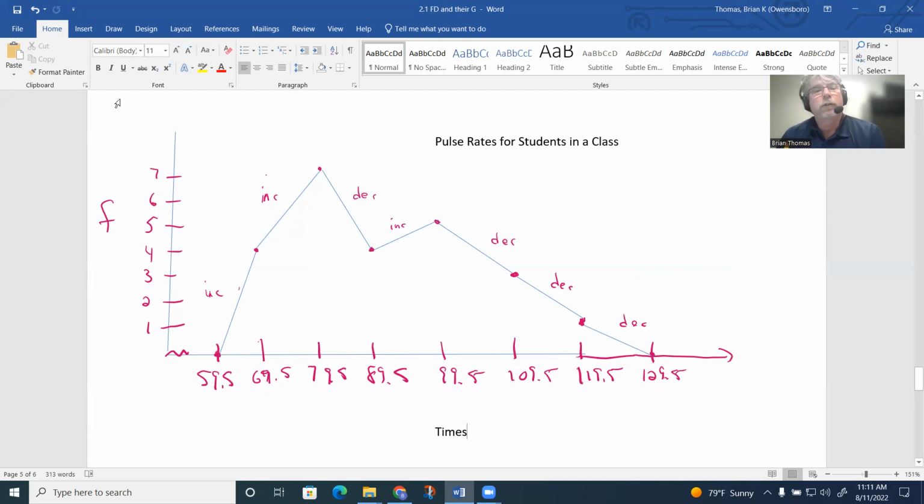So that concludes a little bit of information on the frequency polygon. Another thing to point out, though, I haven't been doing this, but it's always good to have a title to understand what this data is representing. Remember, this is pulse rates for students in a class. I haven't been putting that title on there, but you'll be seeing those titles. Pay attention to those as we move forward.